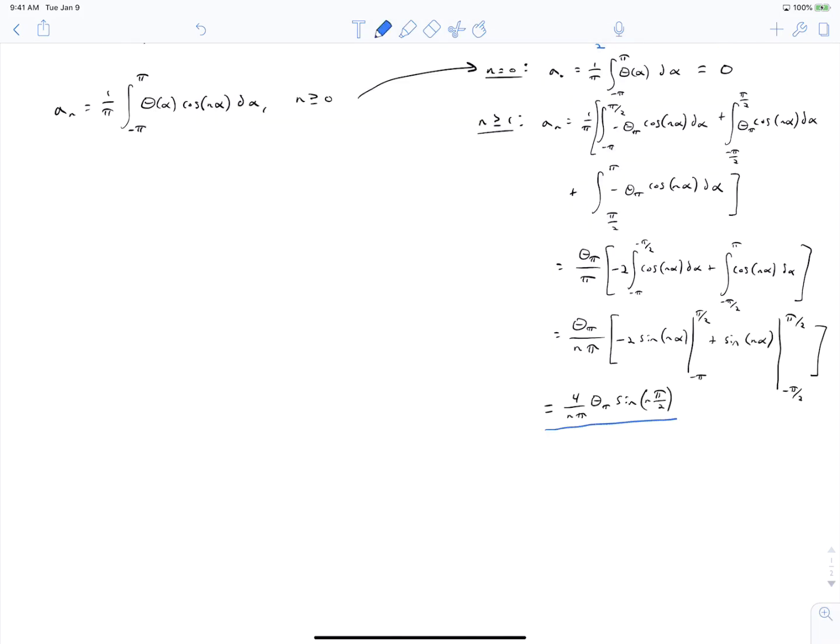And we finally get this expression for a of n. And notice that we've got this sine of n times pi by 2. That means that a of n is going to be 0 for any even value of n. Okay, we've calculated a of n. Let's now calculate b sub n.